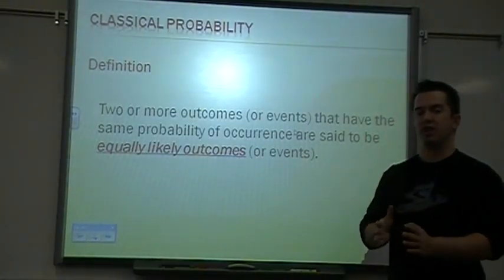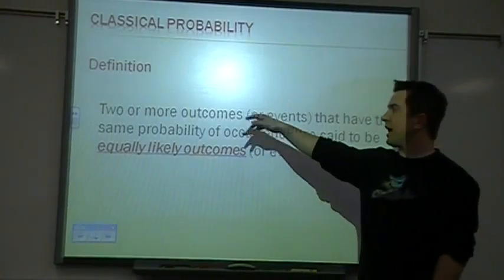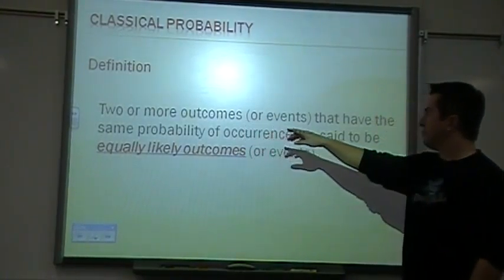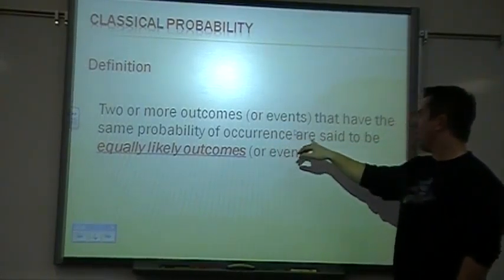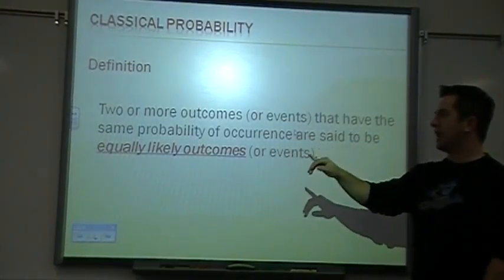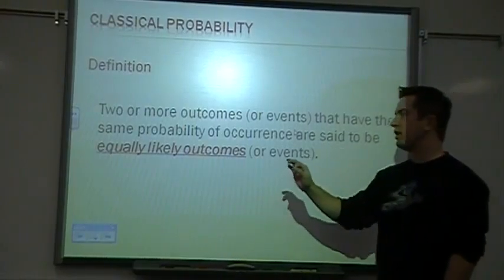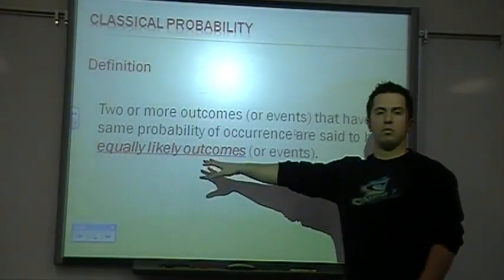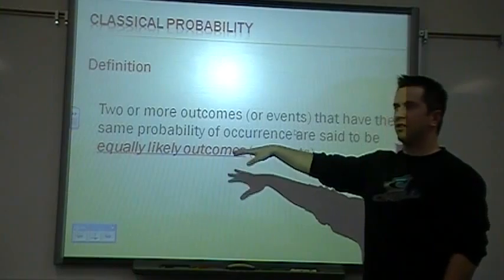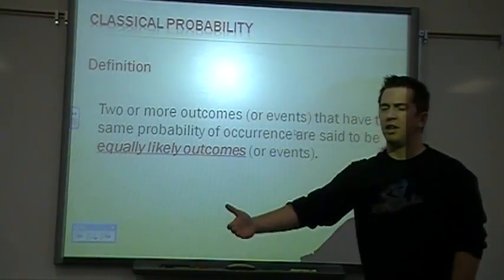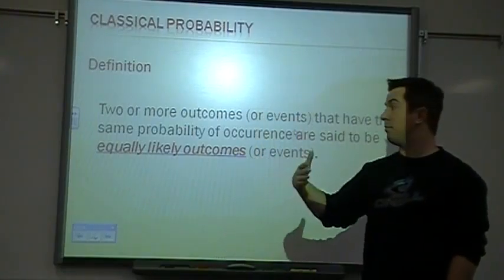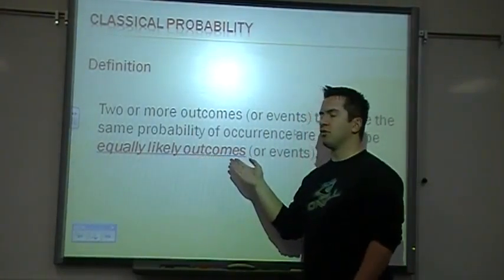If it doesn't, you need to check your work. Alright, we got classical probability. Two or more outcomes or events that have the same probability of occurrence are said to be equally likely outcomes. Equally likely. We use that word because it could happen equally by chance. It doesn't mean it will happen equally, but by chance, equally likely outcomes.